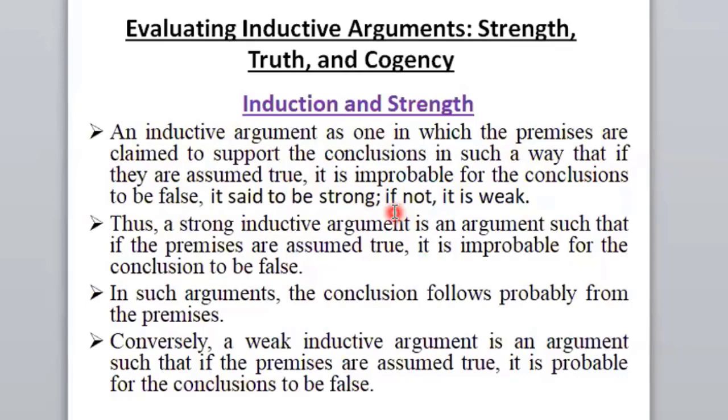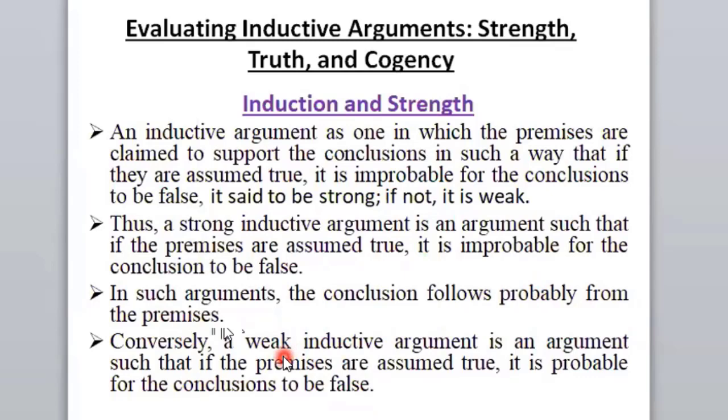So an inductive argument is strong when, given true premises, it is improbable for the conclusion to be false. If this does not work, it is a weak inductive argument. Therefore, a strong inductive argument is one in which, if the premises are assumed true, it is improbable for the conclusion to be false. In such an argument, the conclusion flows probably from the premises.